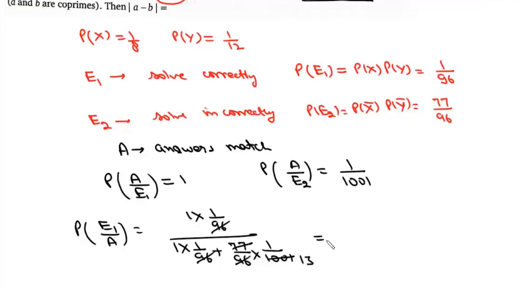So this probability will be 13 by 14. And that's your A upon B. Now the modulus value of A minus B is simply 1, and that is the answer to this question.